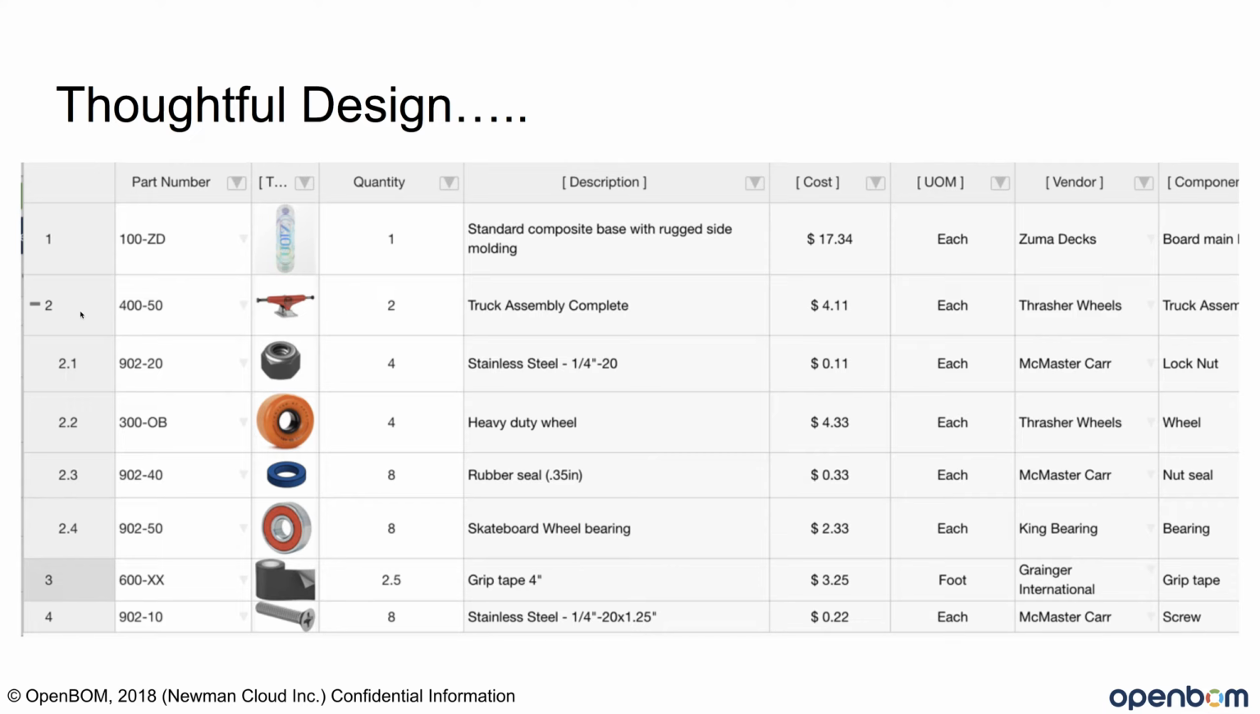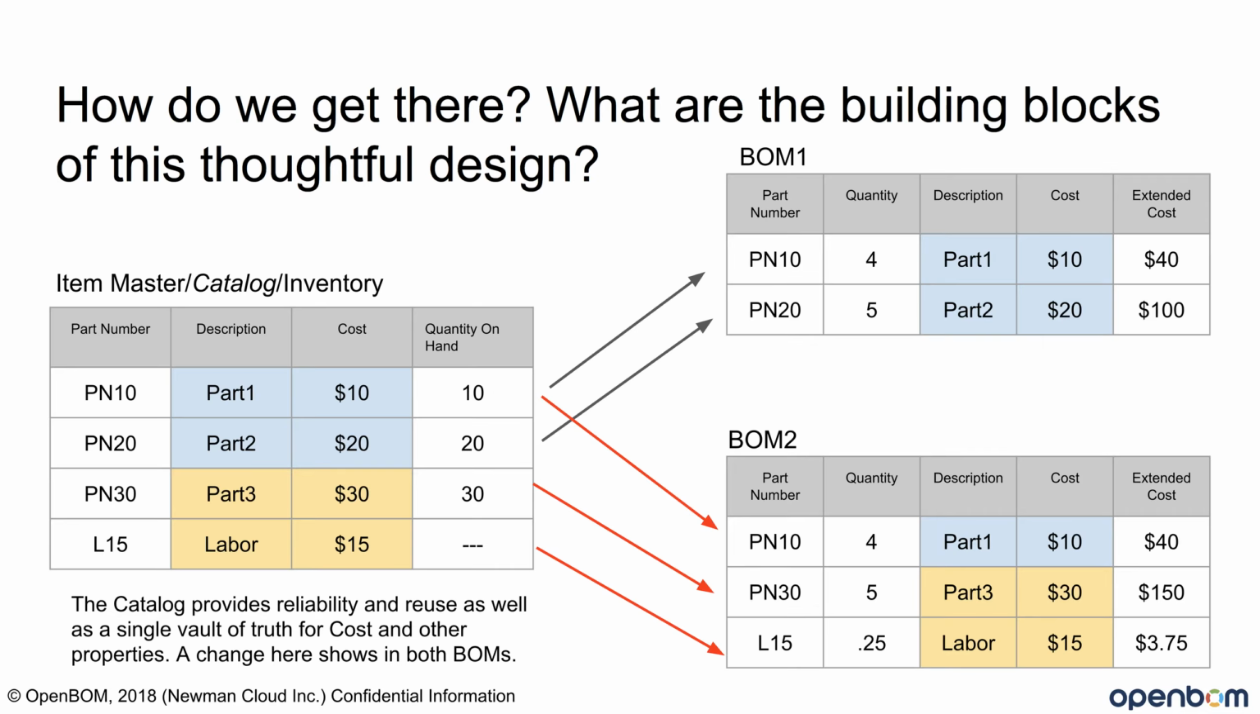In the case of a multi-level or an indented bill of material, we expect to have those things broken out for the particular levels. We also expect to have costs, vendors, and other things that you would expect to find in our BOM. So that's the end game, what we expect to find. But how do we get there?